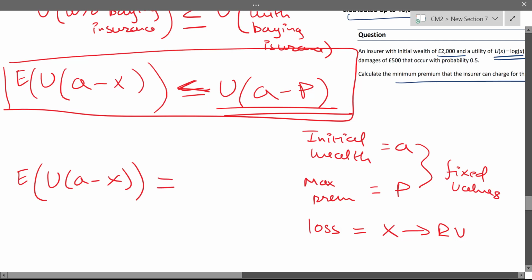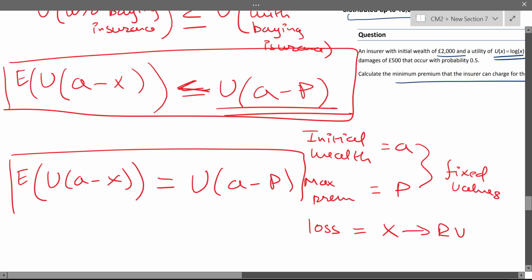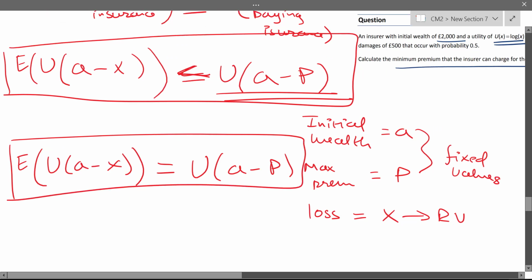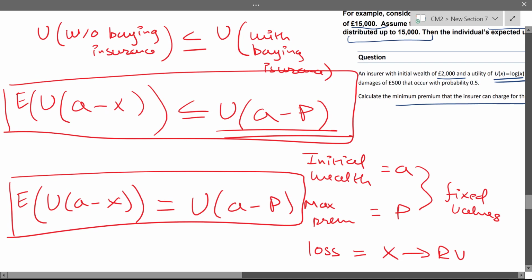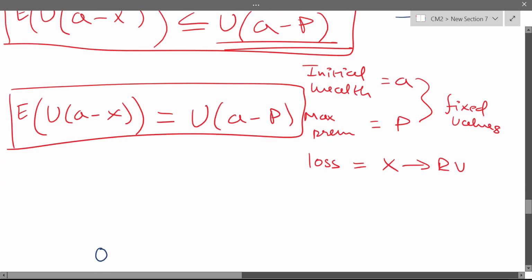So, it must at least be equal to this, and when this equality is satisfied, because usually the point is that I want some profit, right, as an insured. So, with buying insurance it should give me a higher utility, but even if it gives equal, I am okay, right. So, this P is actually your maximum premium which satisfies this equation.